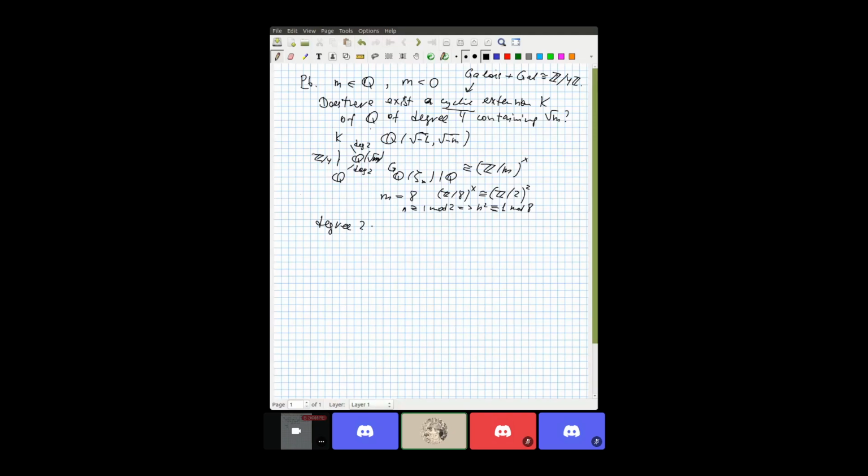It's a square root of something, added to the field. So this means that k is just a. What are the elements here? Elements here are just linear combinations a plus b square roots of m, where a and b are rational numbers.